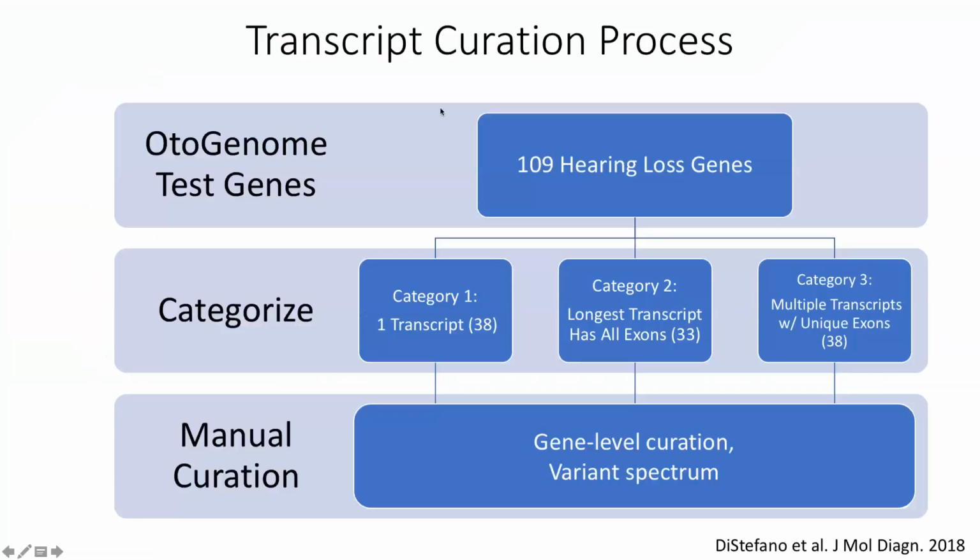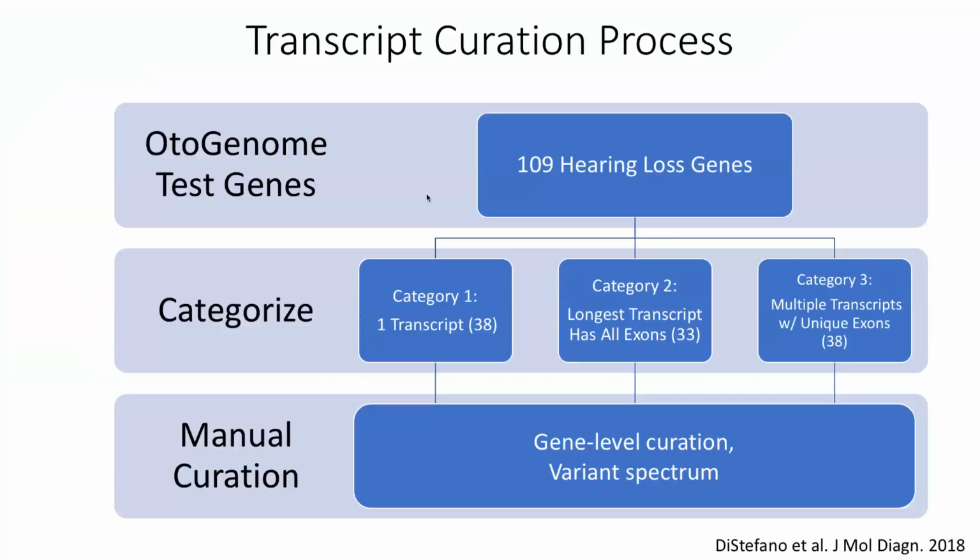So actually what we did is we took the 109 hearing loss genes on the OtoGenome test, which is the hearing loss clinical testing panel from the Partners Laboratory for Molecular Medicine, and we actually split them into 3 categories to kind of determine the level of curation that we should be doing on these genes.